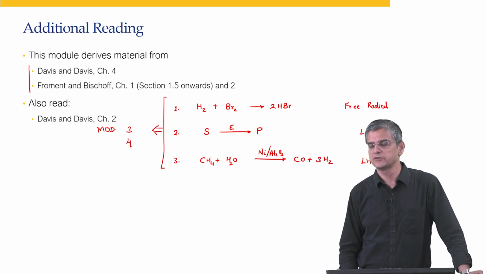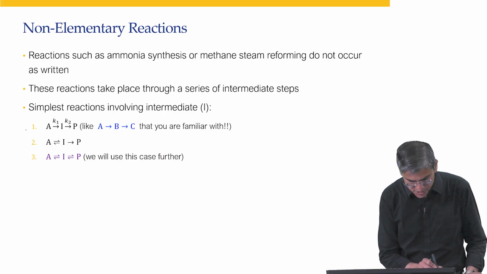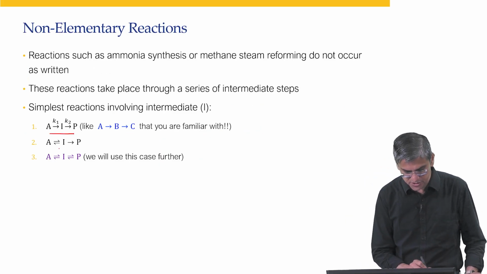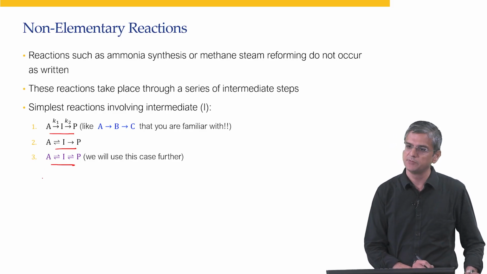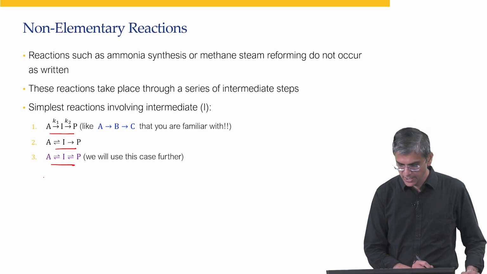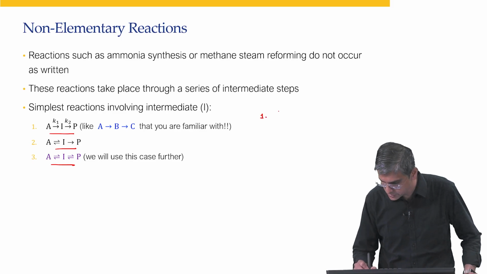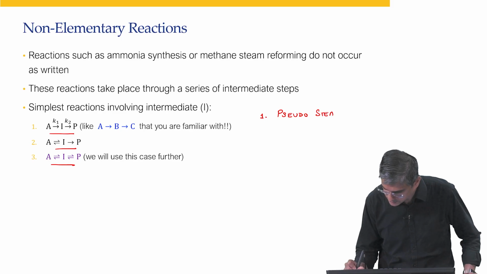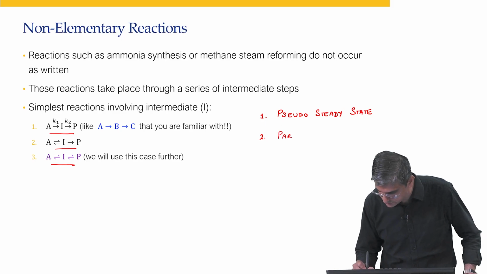Now, a whole lot of things what we are going to do in this module. We are going to break it down into reactions of the nature A going to intermediate to product, A reversibly going to intermediate to product, or A reversibly going to an intermediate that reversibly goes to a product. And we are going to use two concepts. Concept number 1 is pseudo steady state, and concept number 2 is partial equilibrium.